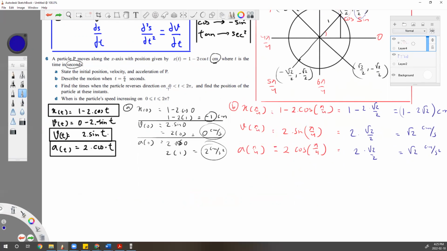Find the times when the particle reverses its direction. So reverses direction. So you need to find the ds over dt. Reversing direction means ds over dt equals 0, from going left to going right. Wait, I think I did something wrong. Reversing direction is when, I think I need to memorize this. Reversing direction.